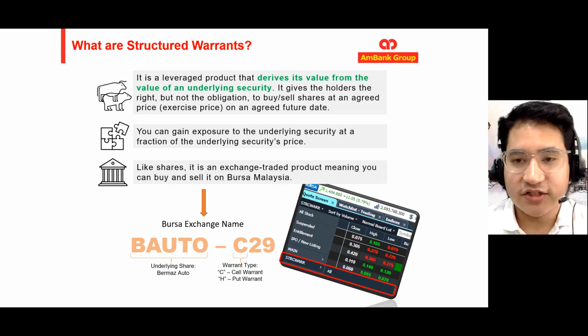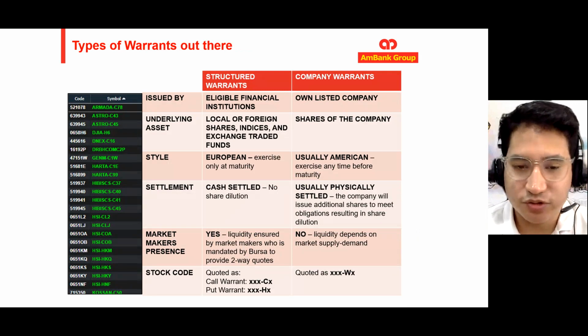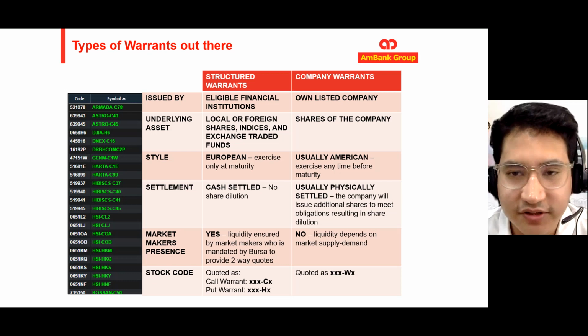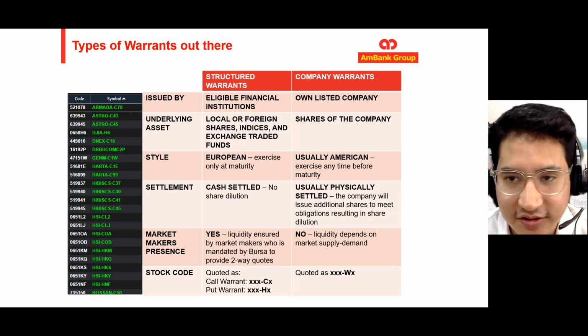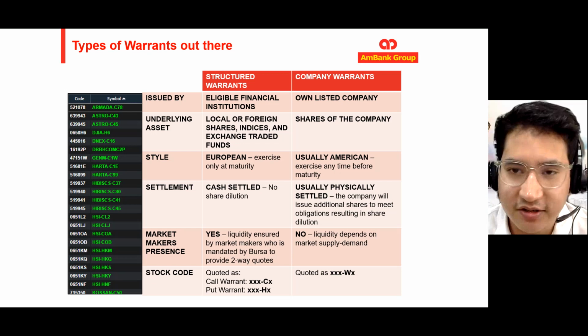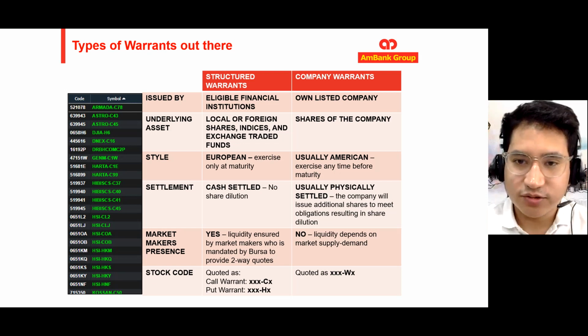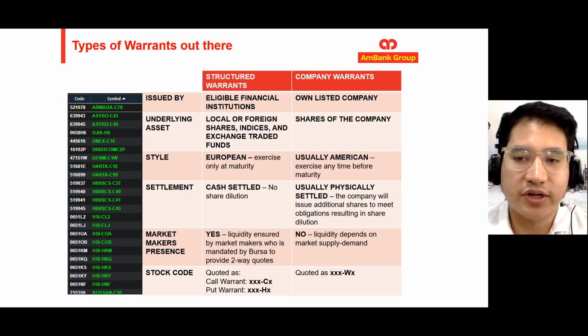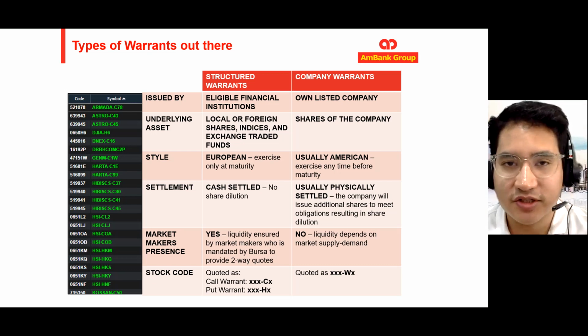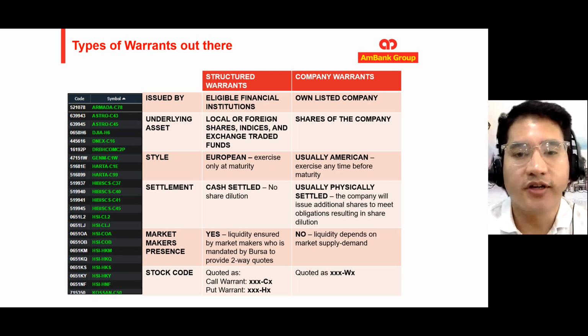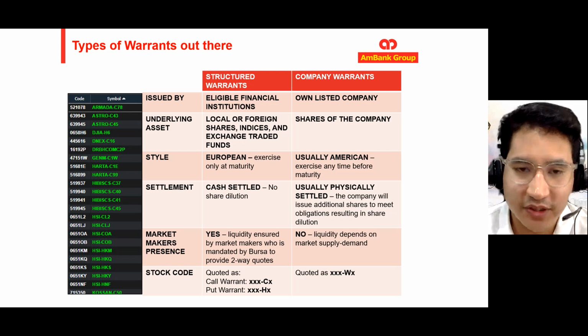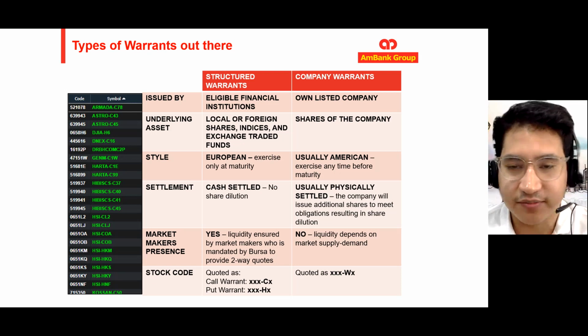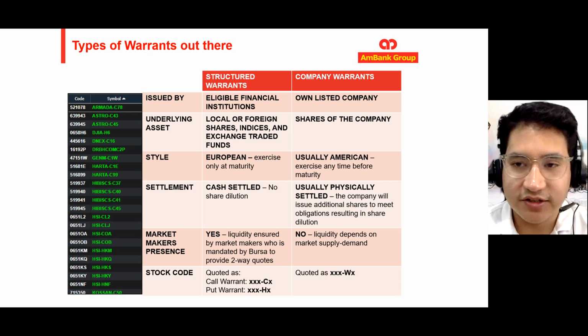So there are actually two types of warrants out there which you should be aware about. There are structured warrants and there are company warrants. So I'll go through the differences here. Structured warrants are usually issued by eligible financial institutions. For example, AmBank is one of them. There are many other examples, for example, Maybank, Macquarie Securities, CIMB or Kenanga. So these are the differences.